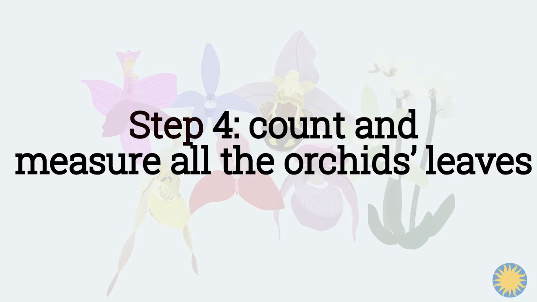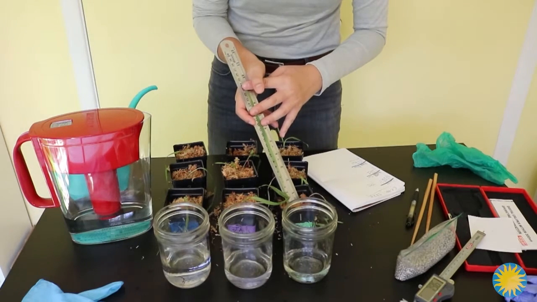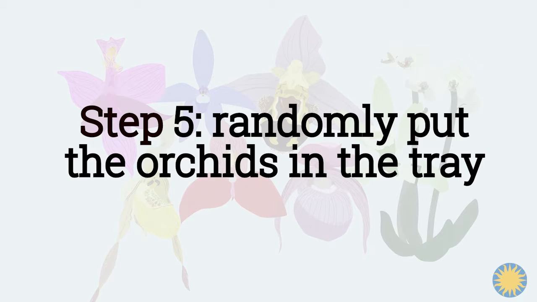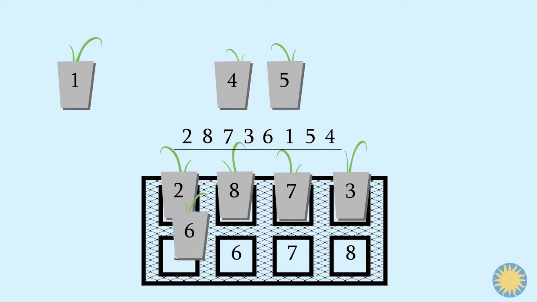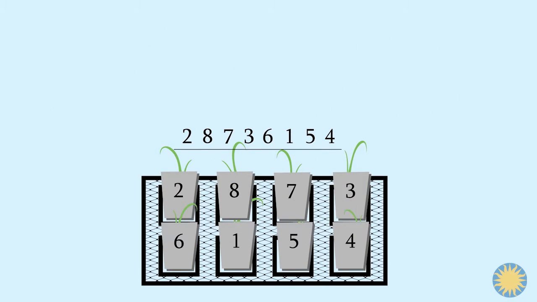Step 4 is to continue counting the number of leaves and measure the height of leaves for all orchids for each treatment. Step 5 is to randomly put the orchids in the greenhouse tray spots. We want to randomly place the orchids in the growth chamber because not every area is the same. Some spots might get more sunlight, or sometimes the spots get more water than the others. These things can lead to differences in seedling growth. Because we do not want these conditions to affect the results, we will be putting the orchid seedlings into the growth chambers in a random order using a sequence generator.